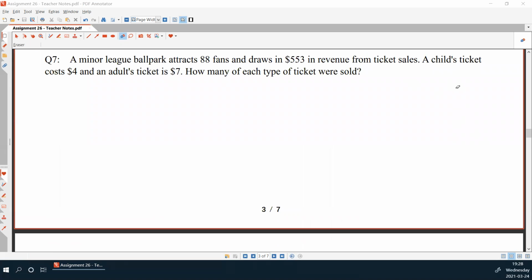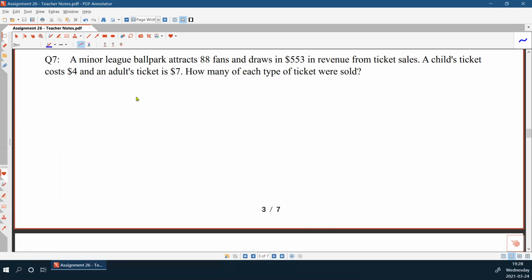Let's see question 7. A minor league ballpark attracts 88 fans and draws in 553 in revenue from ticket sales. A child's ticket costs $4 and an adult's ticket is $7. How many of each type of ticket were sold? Okay, the question is how many of each type of ticket were sold. That means how many child's tickets sold and how many adults' tickets were sold, right?